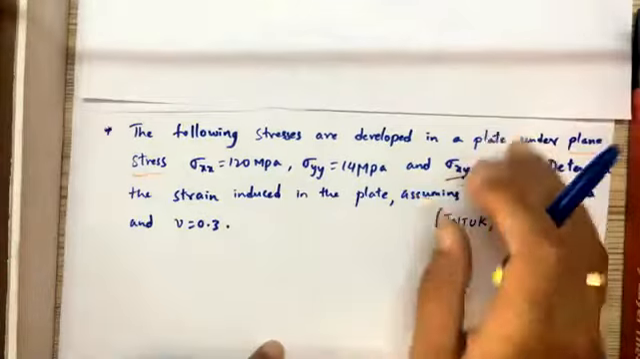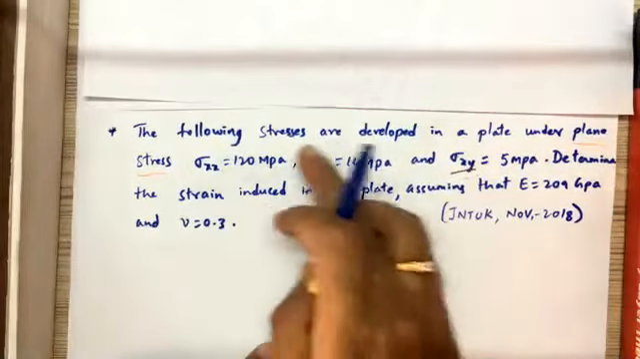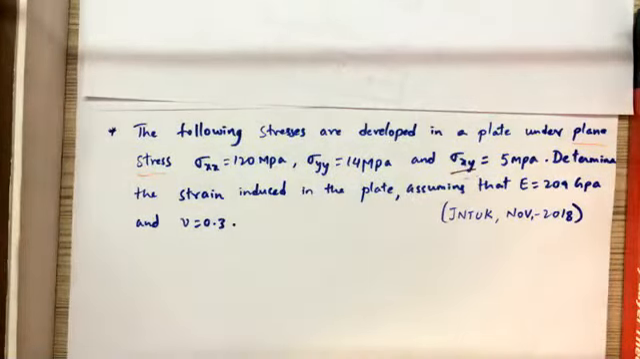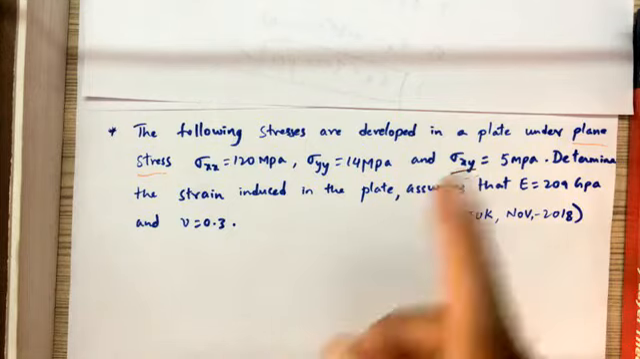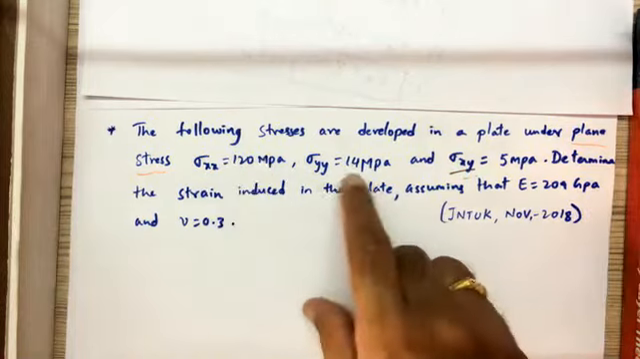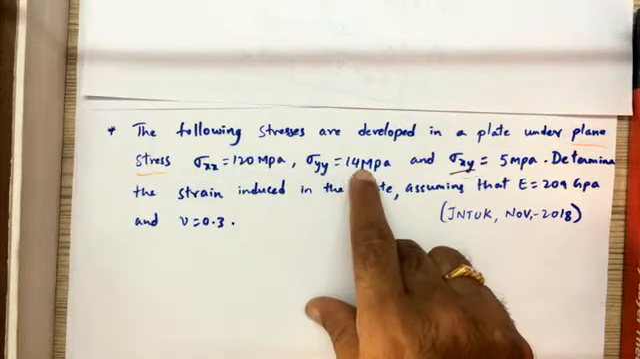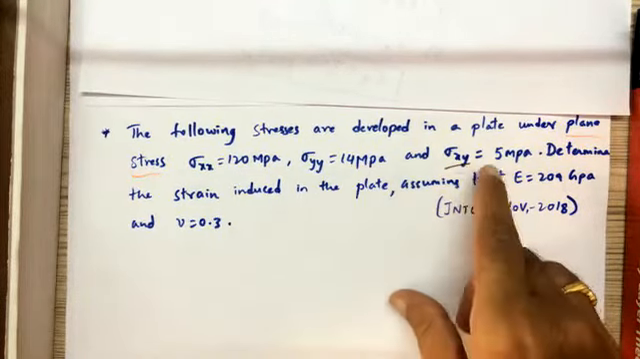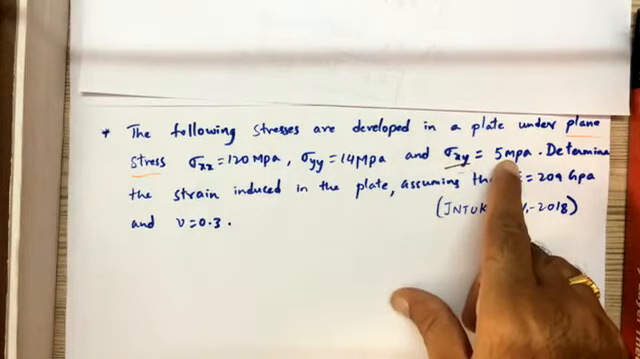Just go through this particular problem. The following stresses are developed in a plate under plane stress. Just like in the previous problem, it is mentioned plane strain. Now in this problem, it is mentioned plane stress. Under plane stress, sigma xx is equal to 120 megapascal, sigma yy is equal to 14 megapascal, and sigma xy is equal to 5 megapascal.